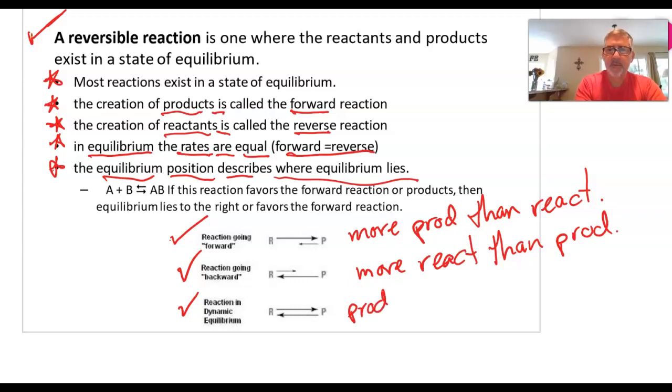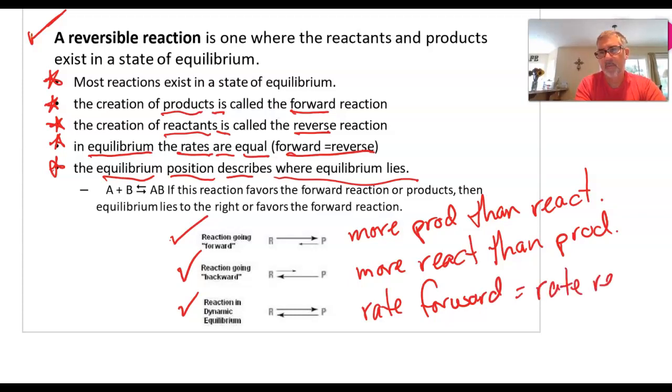And dynamic means, well, actually, when we say dynamic equilibrium, it means that the rate of the forward and reverse reactions are the same. So at that point, we have the same amount of product being formed as reactant. It has nothing to do with position. It has to do with rate. So dynamic means rate.